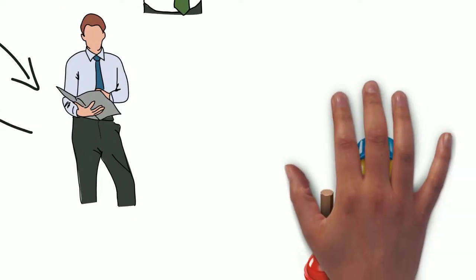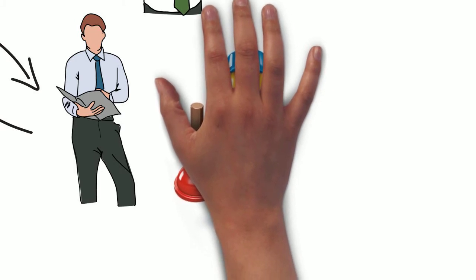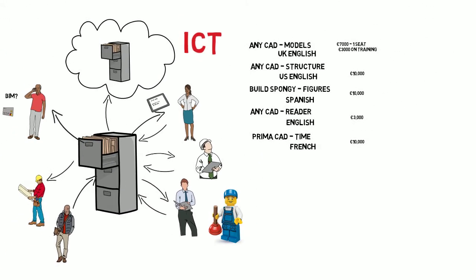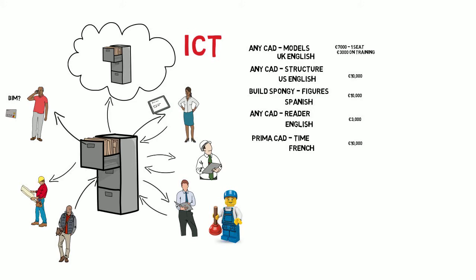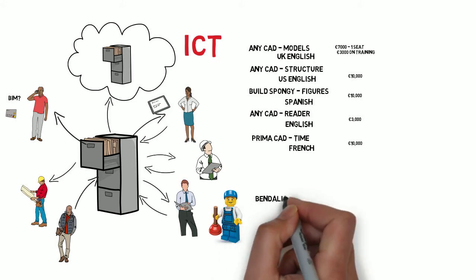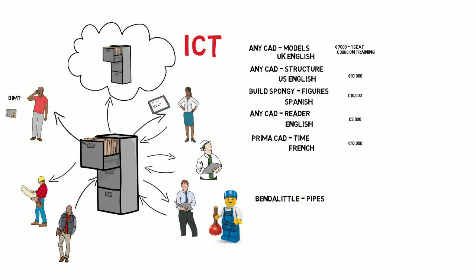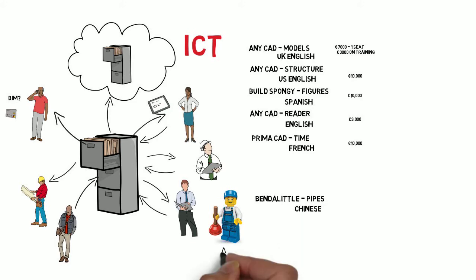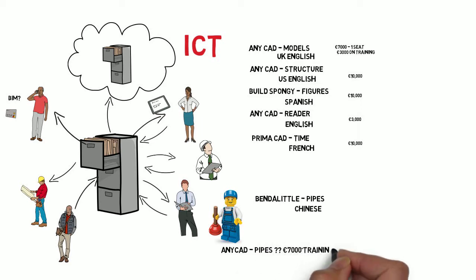The one person, however, that everyone has forgotten about is the M&E guy, Bernard. But everything is awesome because he's just finished a job that was using BIM already, so he's well ahead of the team. The only problem is the software he was using, Bend the Little Pipes, only speaks Chinese, and it can't talk to any of the lads' software. Now he's left wondering if he's going to have to fork out another 7 grand on AnyCAD Pipes and then try to learn the whole new software package.